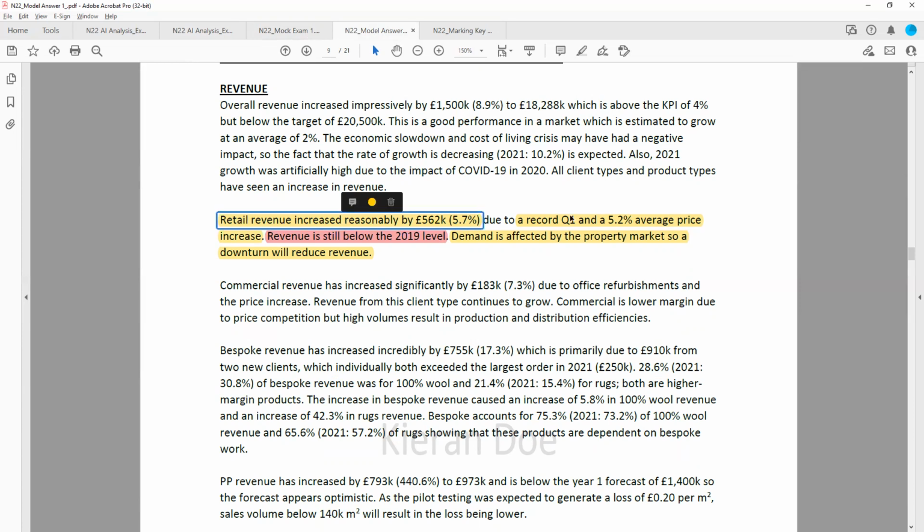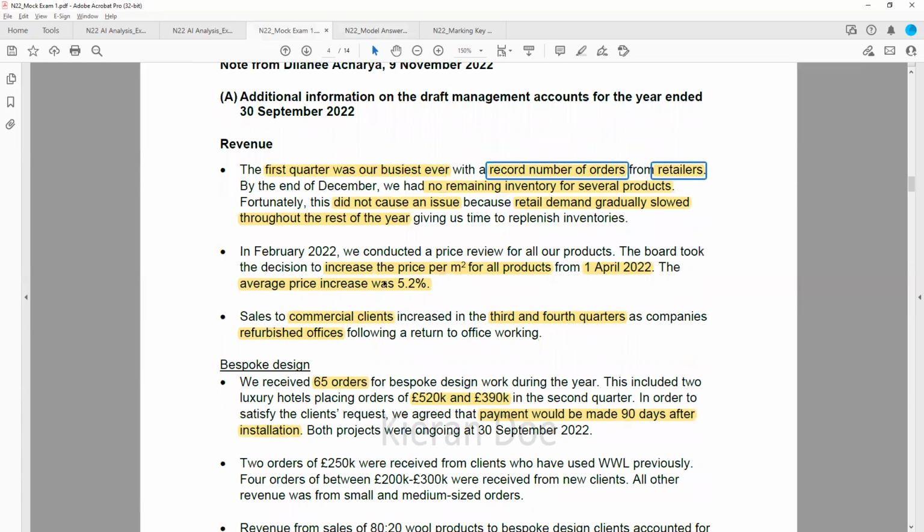So the number with the reason coming from the exam paper, record Q1, and there was also the 5.2% average price increase. I mean, that affects retail as well. So, you might have more than one reason, bring them both in. Trying to use this exam paper information as much as possible in our answer.